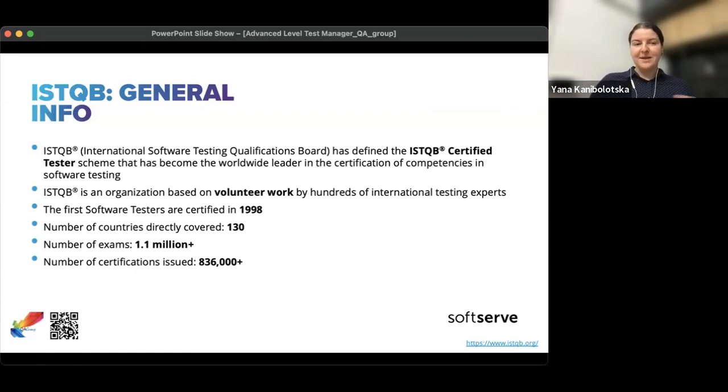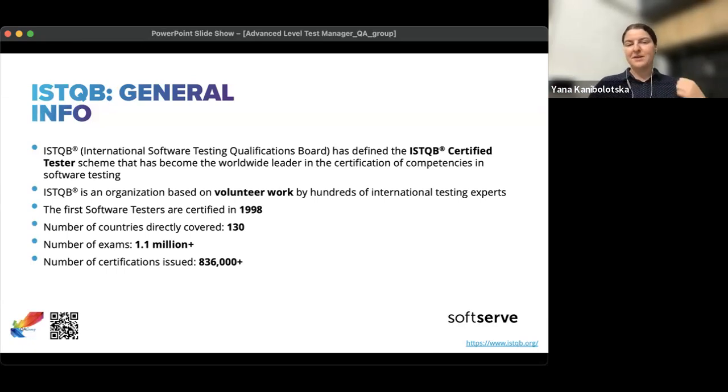I was surprised that ISTQB is based on volunteer work. So hundreds of international testing experts make something to improve it, to make it happen, for this certification to evolve. So it's something that is done by volunteers. I'm not sure if anyone gets anything from it, like any money or something, but it's based on volunteer work. And the first software tester was certified back in 1998.